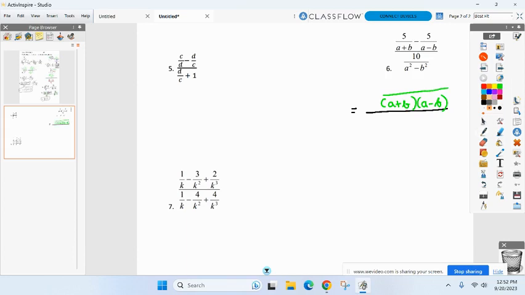What does the A plus B have to be multiplied by? Look at it. What's it missing? A minus B, right? So I have to multiply it by A minus B. So what do I have there? 5A minus 5B. And here we go. What does this fraction have to be multiplied by? A plus B.